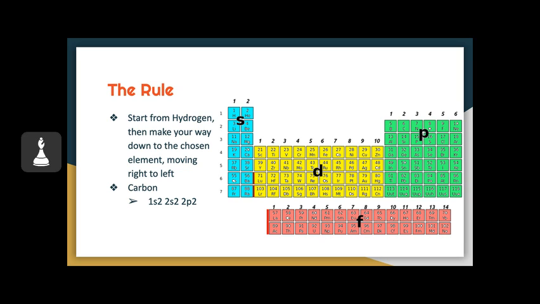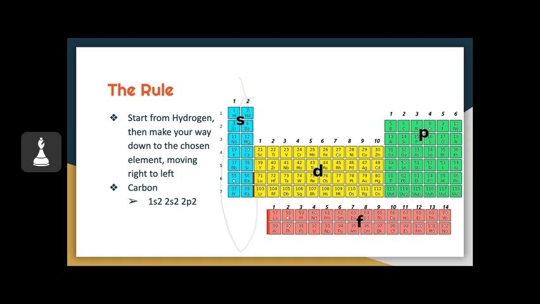In order to be able to write electron configurations, one must first understand the orbitals on the periodic table. The s orbital is always written first, followed by the block immediately to its right.